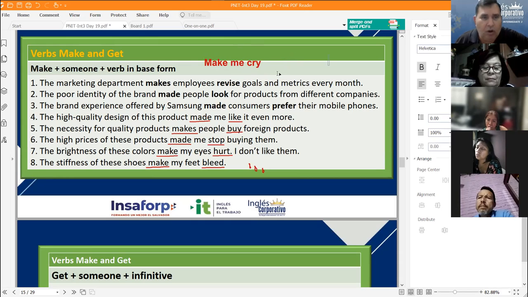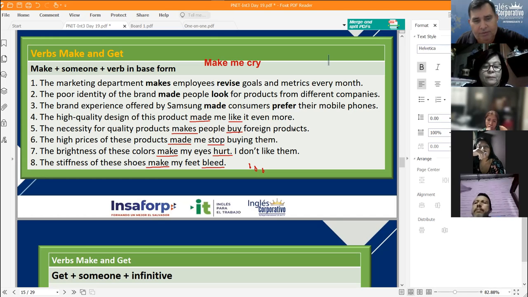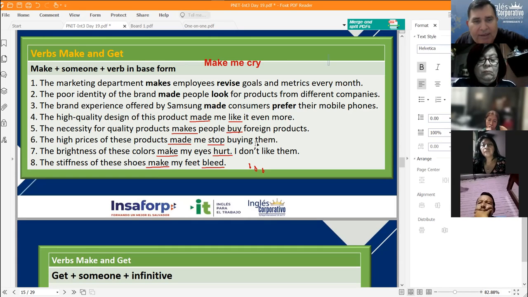I cry. Okay. The marketing department makes the employees revise goals. The employees revise the goals, not the marketing department. The poor identity of the brand made people look for products. People look for products. The quality of Samsung made consumers prefer their mobile phones. Consumers prefer their mobile phones. The high quality design of this product made me like it even more. Made me like it. I like it. Makes people buy. People buy. Made me stop buying them. I stopped buying them. Make my feet bleed. My feet bleed.